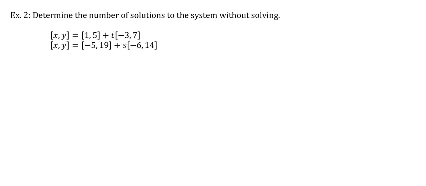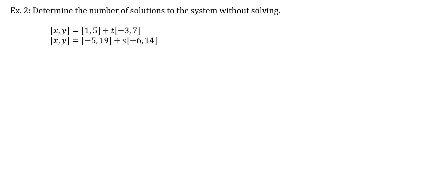Okay, so, interesting question. Determine the number of solutions to the system without solving. And what do we notice about this system? John? Yeah, okay, so we're going to get to that. But in general, we're given this in vector form. So in vector form, the math all looks a little bit different.